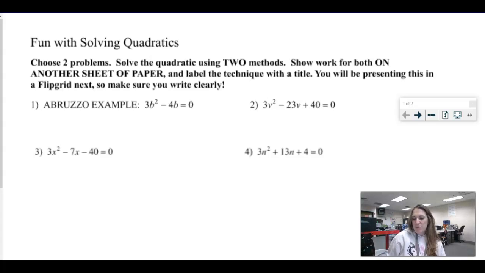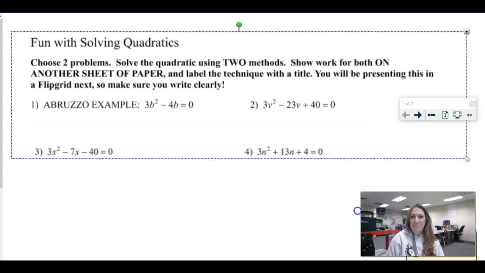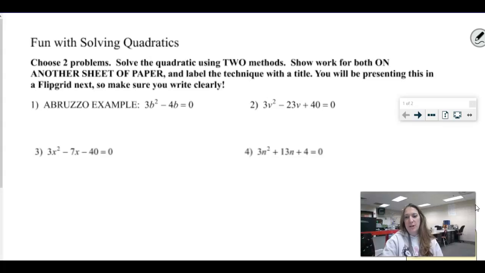Hey guys, so you have been assigned, I think it's fun, I don't know if you think it's fun, but it's a worksheet, and we're asking you to solve some quadratics and have a little fun with it. You get to choose your method. Now each problem you do, we're asking you to solve using two different methods.